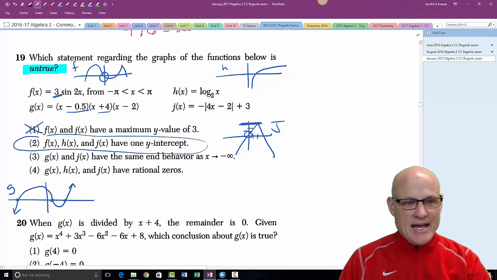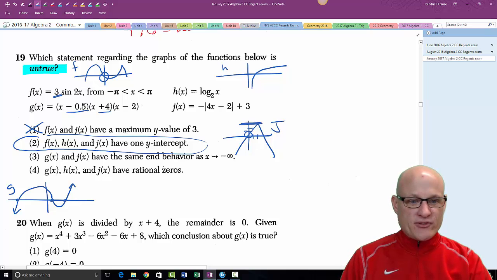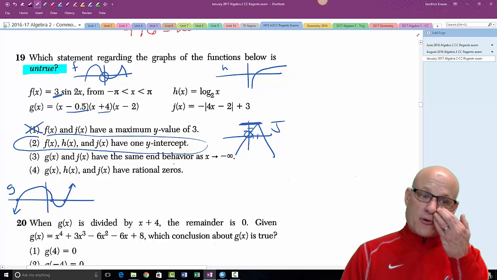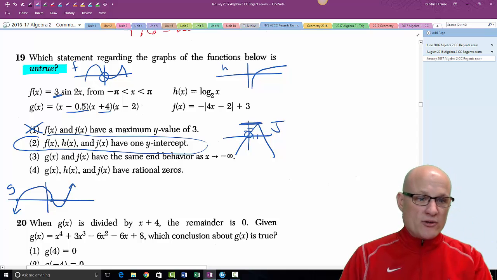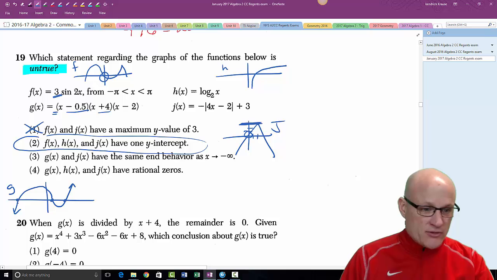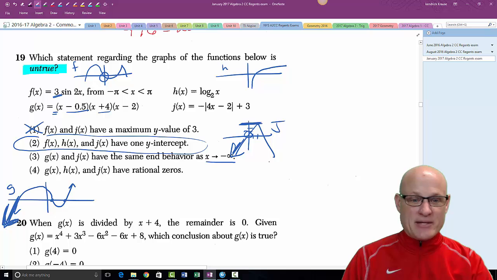Let's just check. G and J, these two at the bottom, have the same end behavior as x approaches. Well, notice that this is positive, right? So that means as x goes to negative infinity, so does y. So yeah, this one's going down and this one's going down. Notice it's got the same end behavior, only to the left. So that's true.